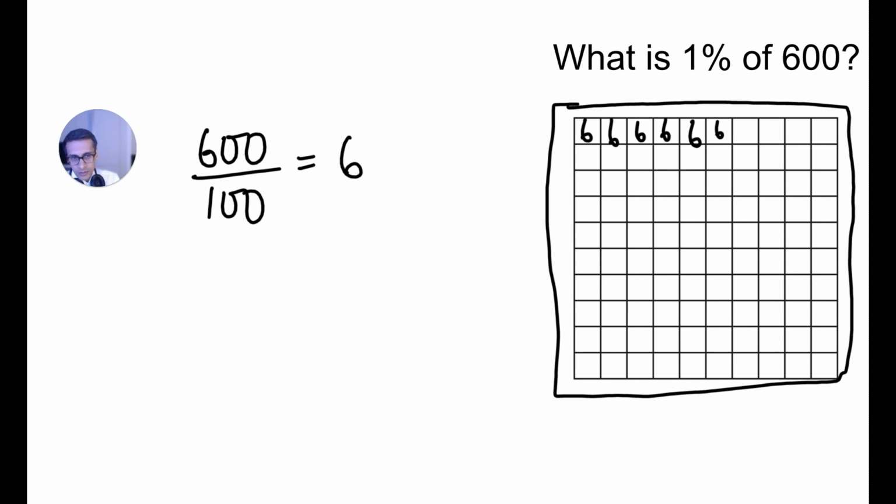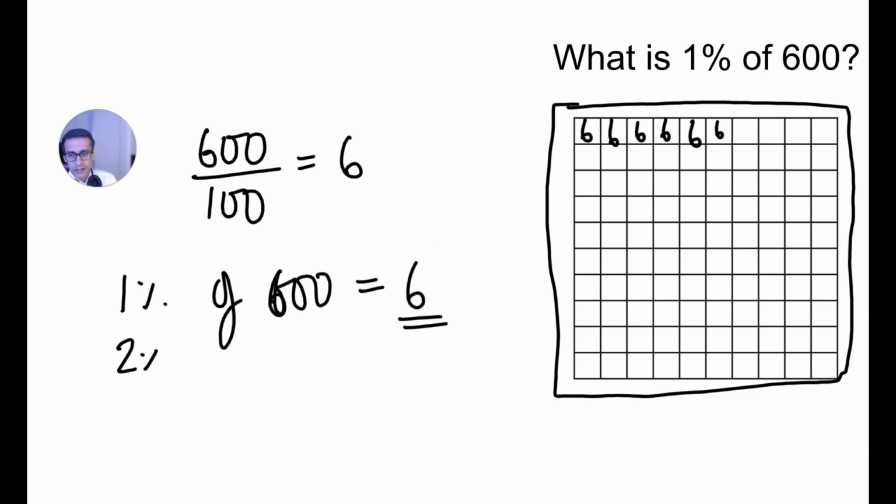One of those parts is worth 6, so 1% is one of those parts. So 1% of 600 is equal to 6. And then from that we can work out, for example, 2% is going to be 12. 10% is going to be 60, and so on.